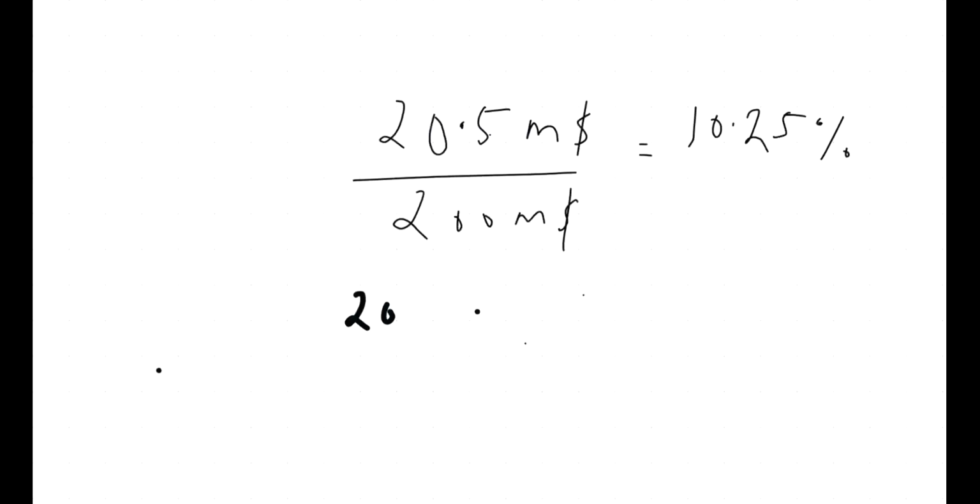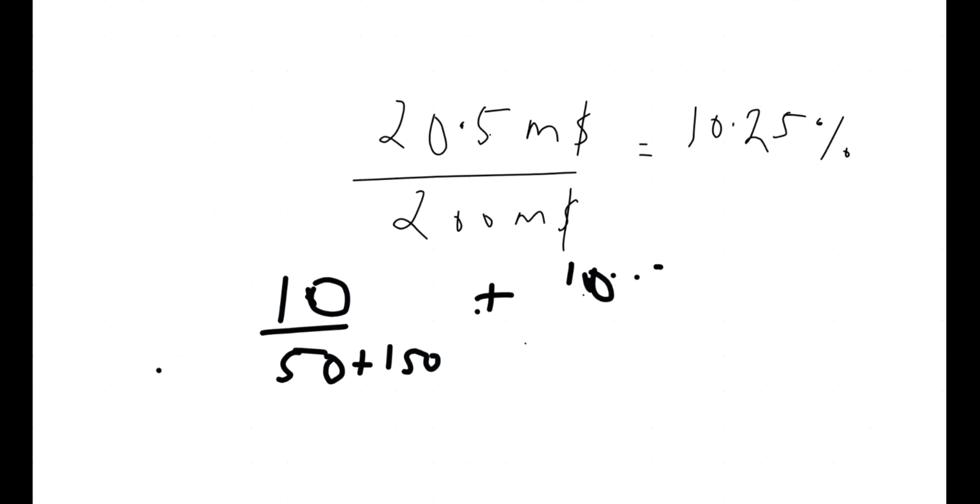So have a look. You pay 10 million to someone who's paying you 50, plus 150 million, plus 10.5 million to your 200 million. Do we get the same answer? Have a look. Is this the same answer? It will come to 10.25 only. Right? So this is your WACC formula.